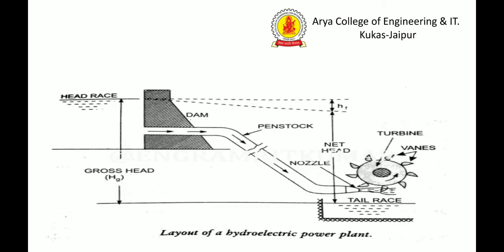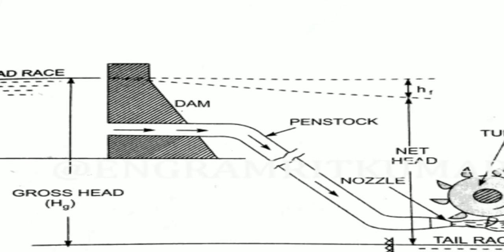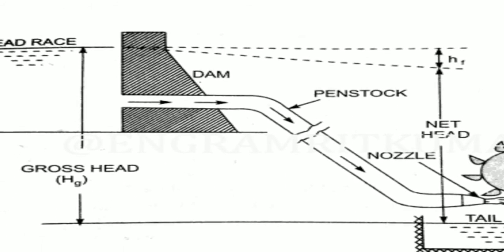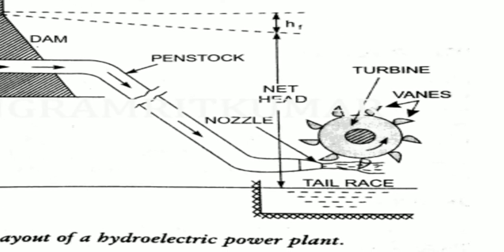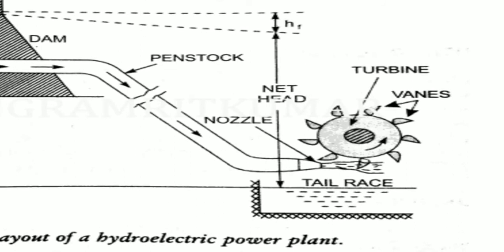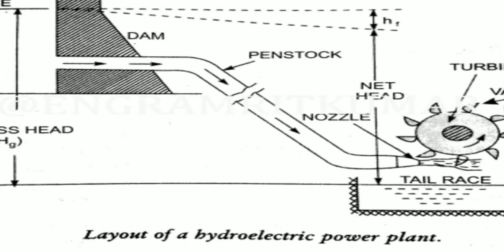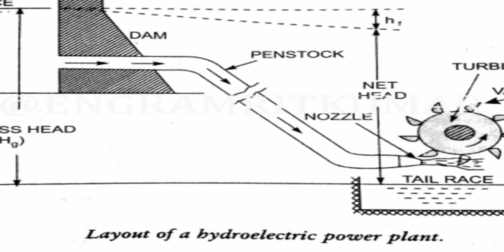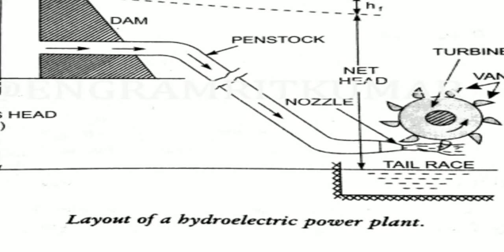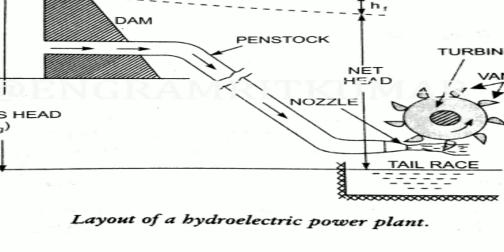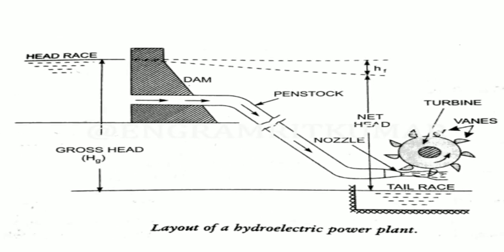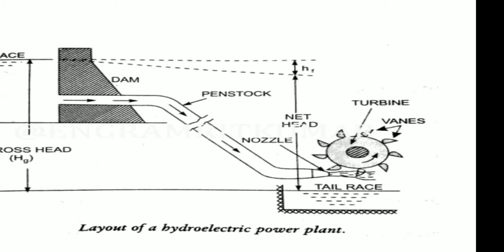This is the simple layout of a hydroelectric power plant, in which we can easily see that it consists of a dam, then a penstock. At the end of the penstock, there is a nozzle from which water comes to the turbine. The turbine has vanes and is a rotating part of a hydroelectric power plant. Water comes from the dam with the help of the penstock. And with the help of the nozzle, kinetic energy gets increased, and with the increased kinetic energy, the turbine gets rotation, and then hydraulic energy is converted into mechanical energy. Further, this mechanical energy is converted into electric energy by means of a generator.